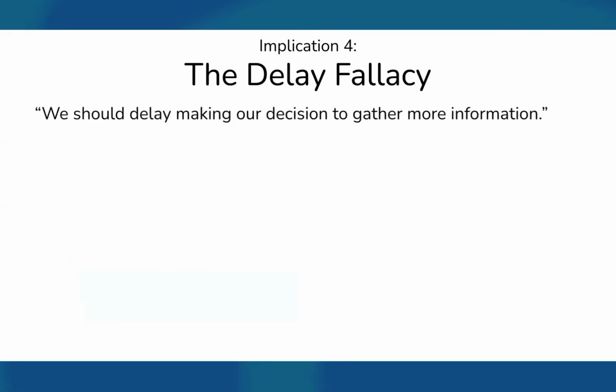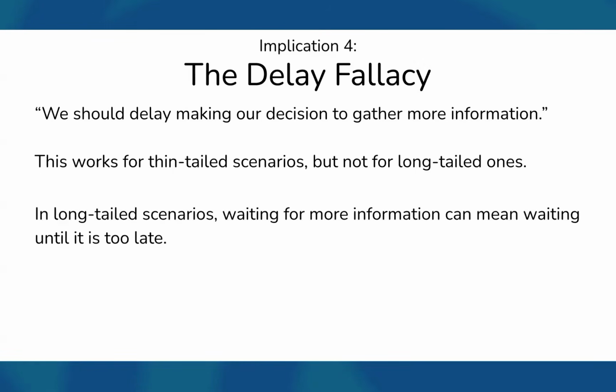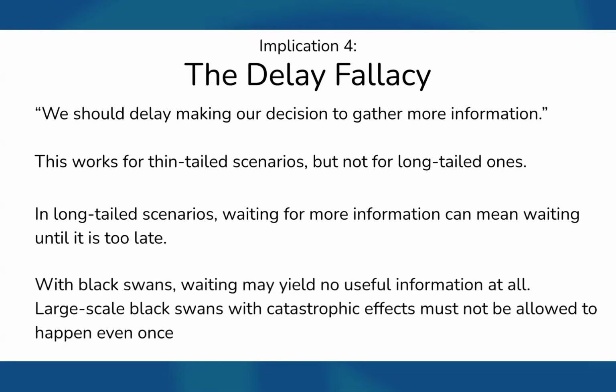Another implication is the delay fallacy, the idea that we should delay making our decision to gather more information. This is a good idea in very typical situations, but is a bad idea when dealing with black swans in many cases. So in long-tailed scenarios, waiting for more information can mean waiting until it's too late. In the case of exponentials, you're either too early or too late because it grows so quickly. You're either on the early side or the late side. Being timed exactly right is very unlikely, extraordinarily unlikely in the case of exponentially changing targets. So with black swans, waiting may yield no useful information at all.